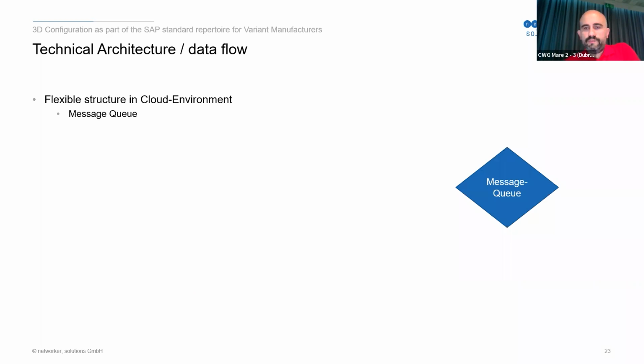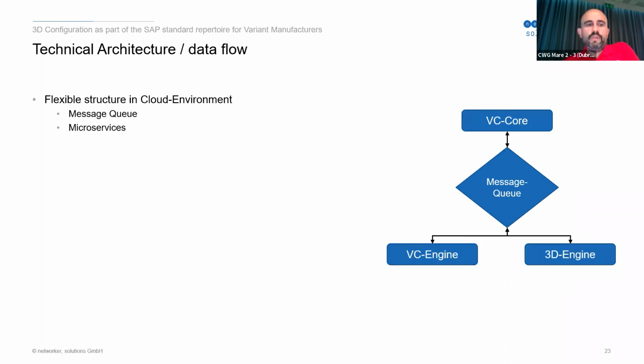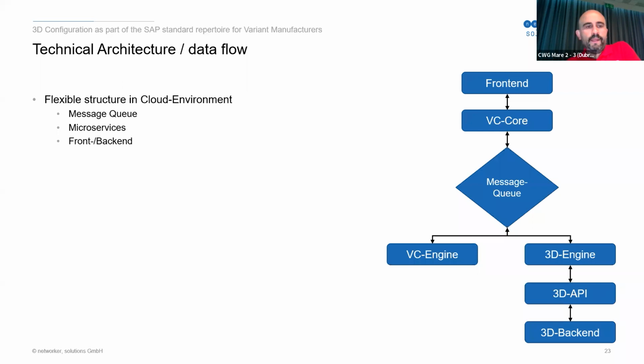And how do we manage the data flow? The keyword is message queue, for of course a service-based architecture, with the intercommunication of the services done through a message queue, using microservices for the communication between the components, front end and back end, as I said the 3D backend, and of course a kind of API for the communication. This brings flexibility and also scalability to the game.